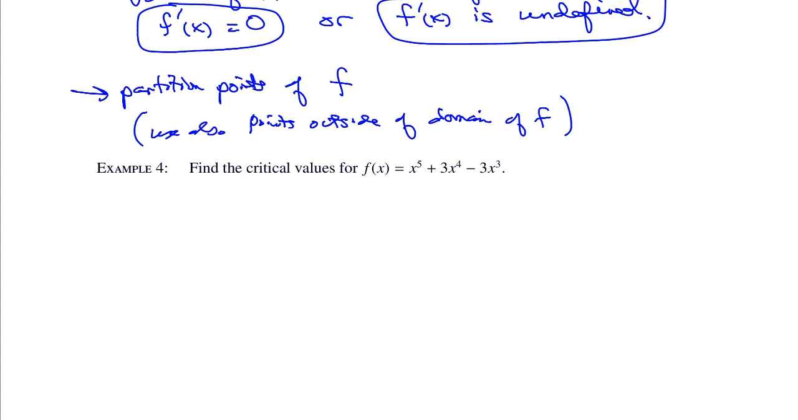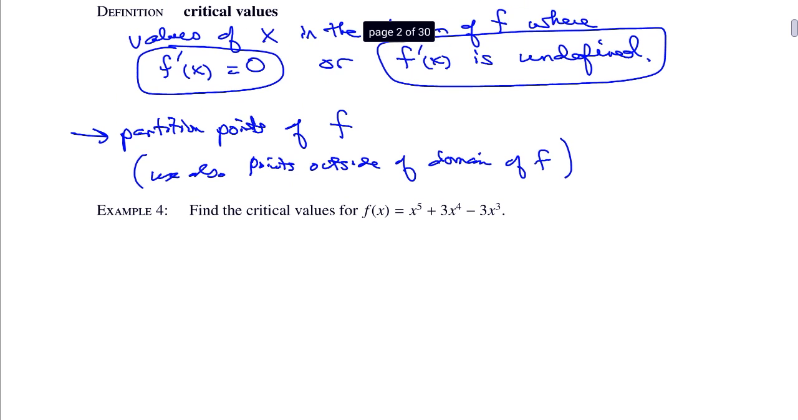All right. Example 4, find the critical values of f of x is equal to x to the 5th plus 3x to the 4th minus 3x cubed. So to find the critical values, you need to find where the derivative is equal to 0 or the derivative is undefined.